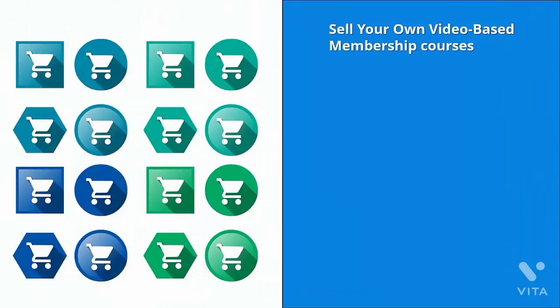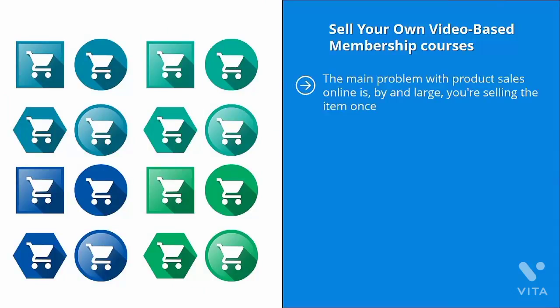Sell your own video-based membership courses. The main problem with product sales online is, by and large, you're selling the item once. Somebody clicks the buy button, they pay, they get access to the download link, and that's the end of the story. They already have the product. They can enjoy it, they can throw it away, they can do whatever they want with it. But the transaction only took place once. Wouldn't it be awesome if people keep sending you money every month? Wouldn't it be great if you get recurring income? Well, that's exactly what you can enjoy when you sell your own video-based membership courses.